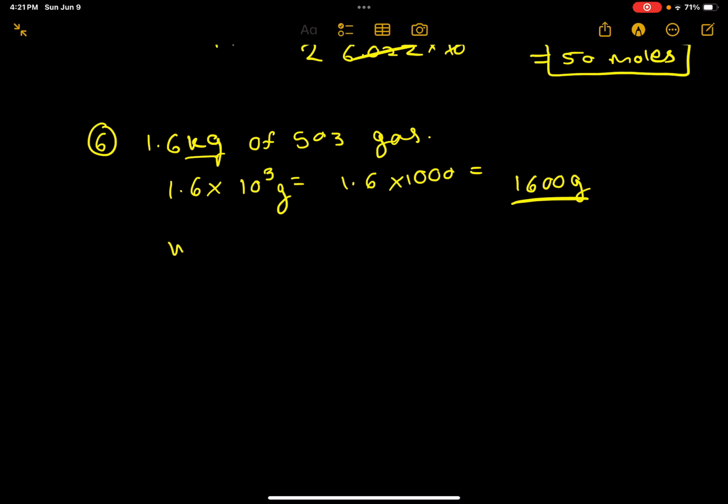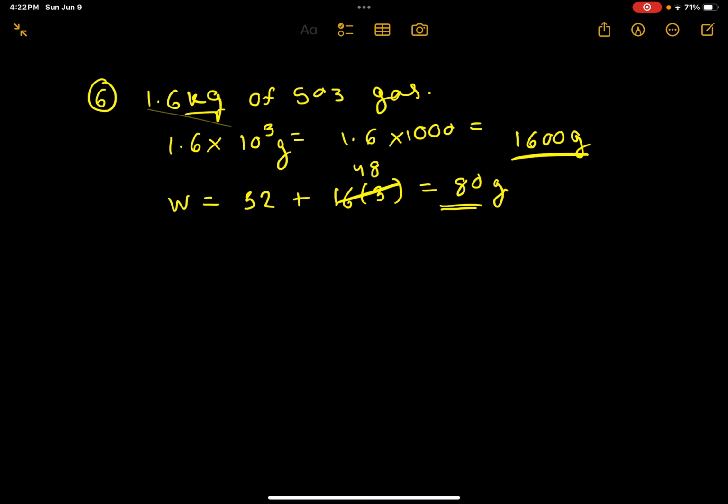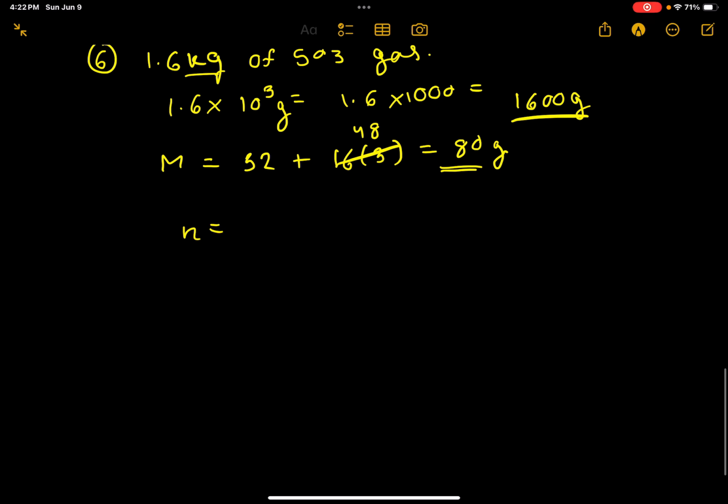Now the weight of SO3 is equal to 32 plus 16 times 3 of oxygen, which is equal to 32 plus 48, that is 80 gram. So that is the molecular mass over here. So that means n is equal to w upon M. So n is equal to 1600 upon 80, equal to 20 moles.